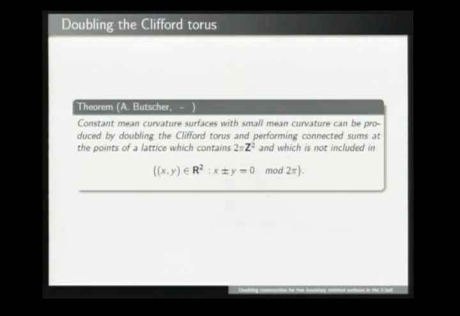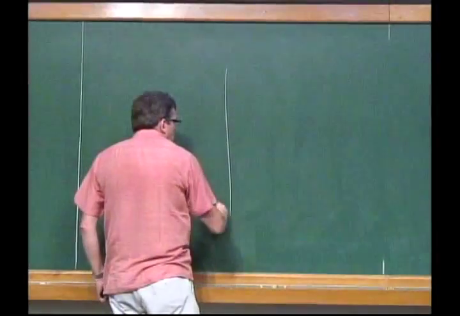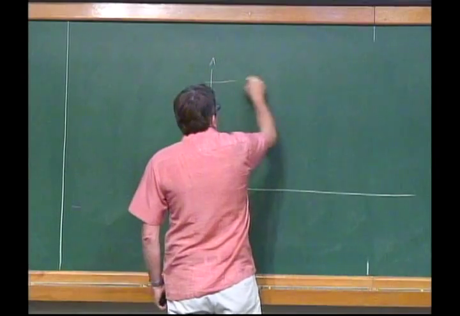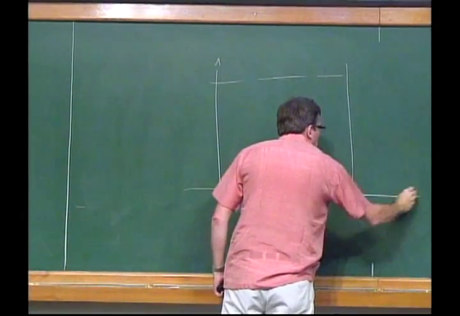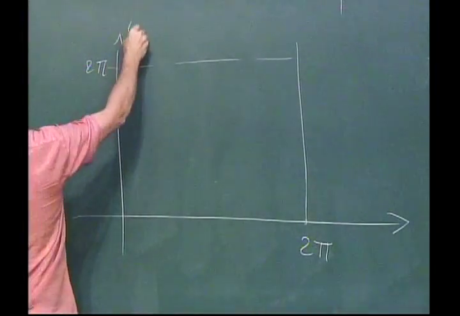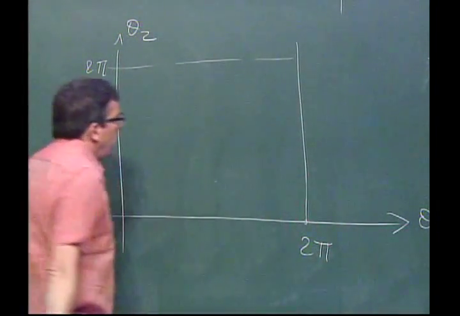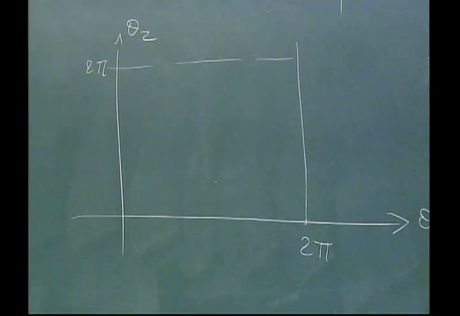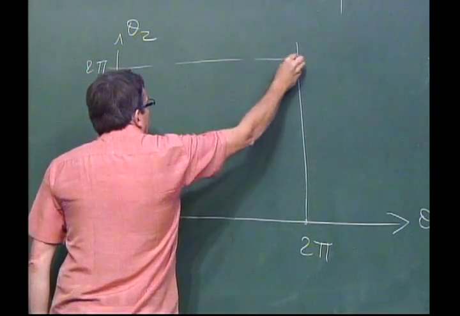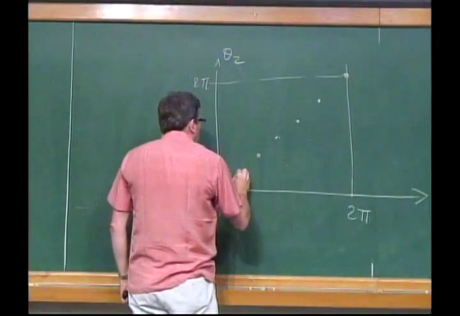So this is a result I obtained with Adrian Butcher. If you picture the torus as a square, here 2 pi and 2 pi, so I have two angles, theta 2 and theta 1. And so you parameterize the torus like this, and what you can do is take a lattice in R2 that contains many points.